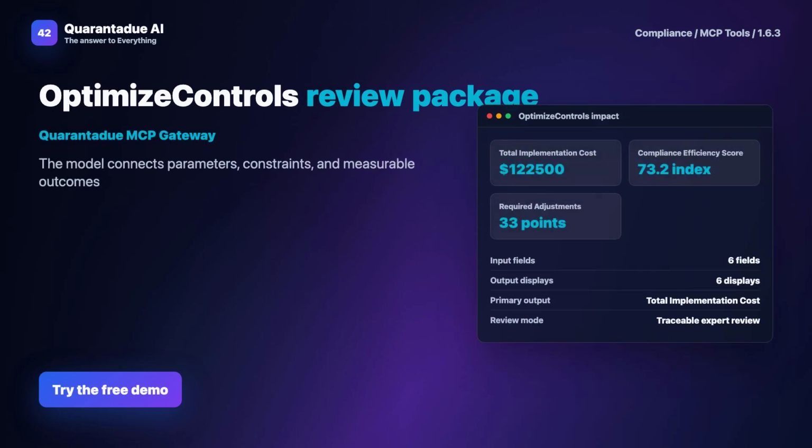The value of Optimize Controls is not just automation, it is a controlled way to turn repeated compliance work into a documented business process with clear inputs, transparent logic, and reusable outputs.